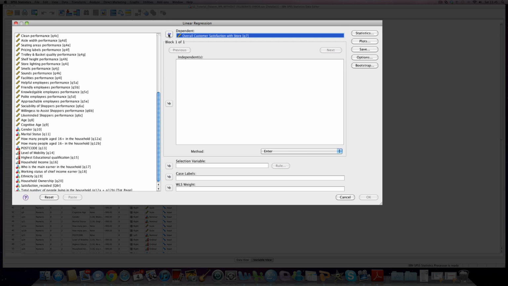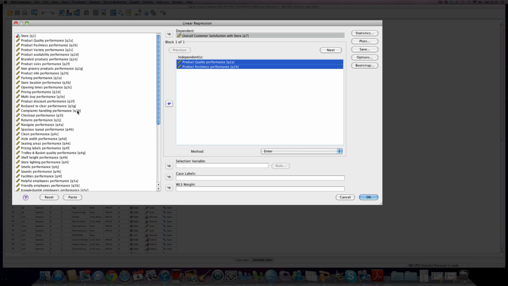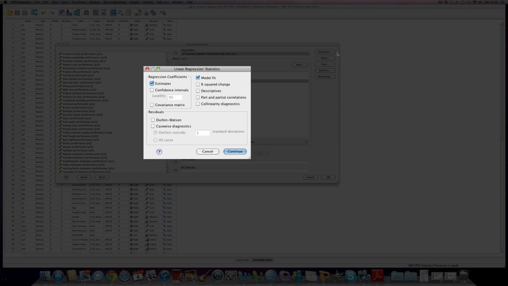So we know that customer satisfaction is our dependent variable, and that we've got product quality and product freshness as independents, and we've also got helpful employees, which is question 5A. And what we have to do here is make sure that our statistics and our plots are set at the right level so that we get the data we need to validate our assumptions.